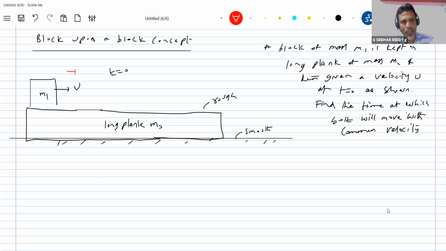I'll give the colors, it'll be much easier. What is the state of the block? The plank is at rest here, and only the block is given velocity. So the friction by the plank on the block should oppose the motion. Before that, let me show the forces acting. The weight of the plank, m2g. There'll be a normal contact between them, the normal contact n1, and this is m1g. And there'll also be a normal contact by the block on the plank, n1, and this will be m2g.